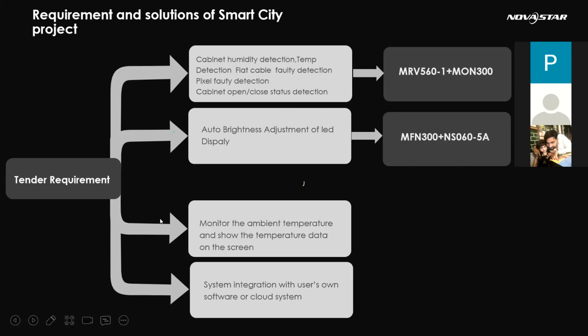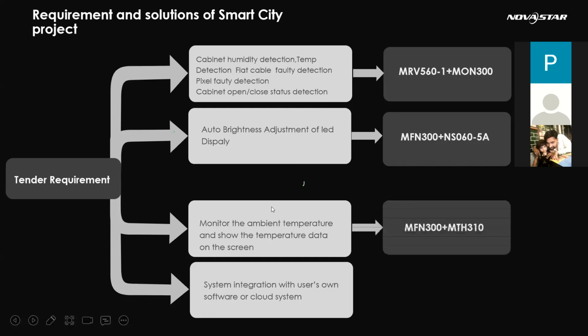Okay, the third point. If we want to monitor the ambient temperature and show the temperature data on the screen, what can we do? We can use NovaStar multifunction card, MFN 300, plus our temperature sensor, MTH310.